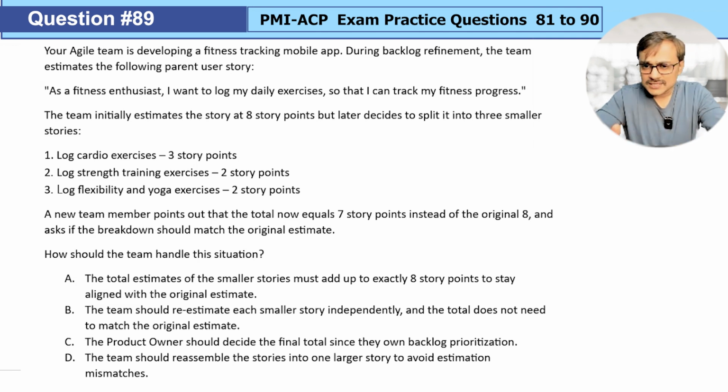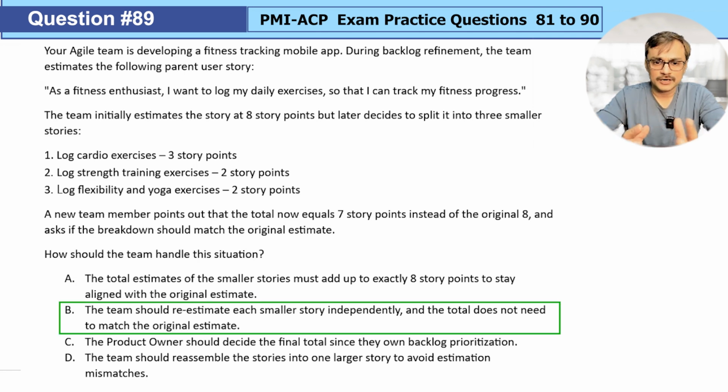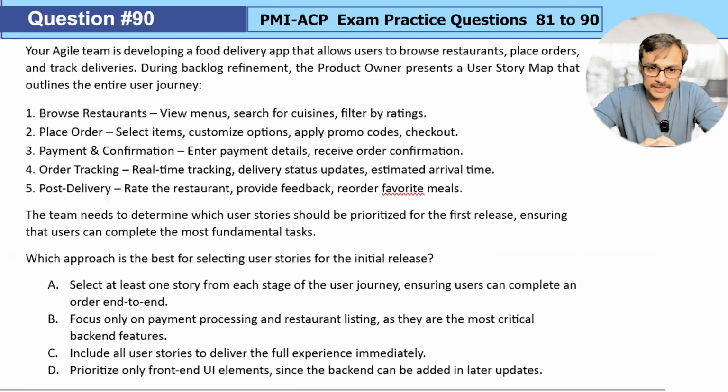Yeah. So these are pretty simple questions, provided we know the concepts well. The product domain is relatively less complex, provided you have some understanding of how we work with the product backlog and user stories. So that way, it's pretty simple. And I will say, yeah, option B, the team should re-estimate each story independently, and the total doesn't need to match the original estimate.